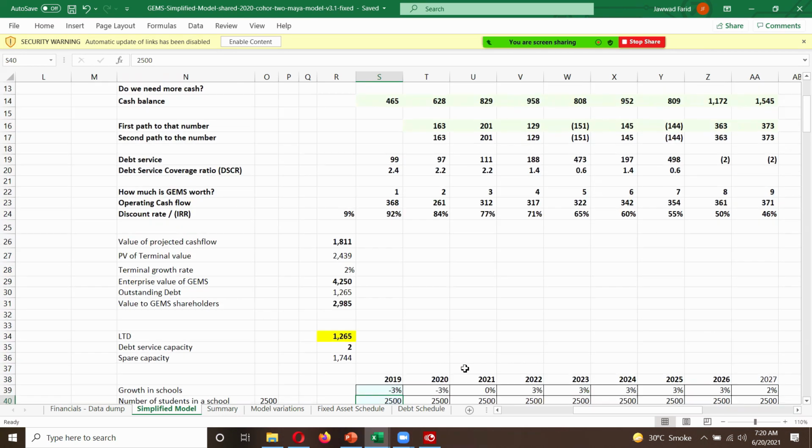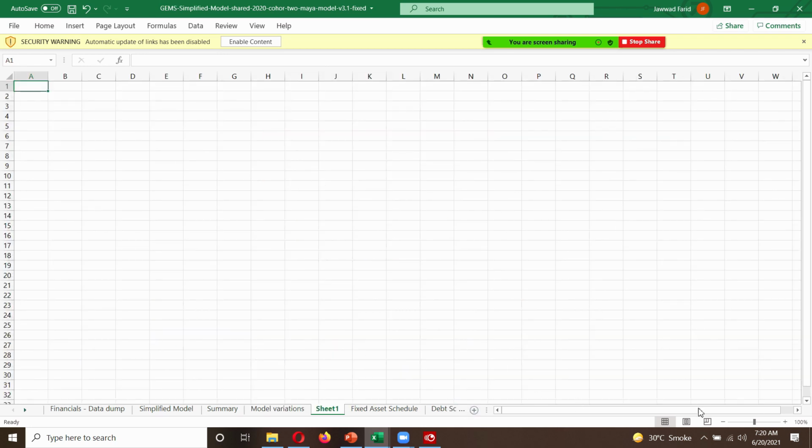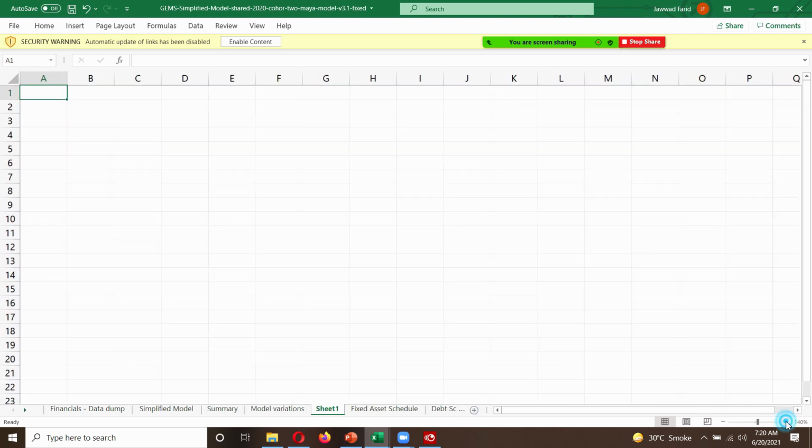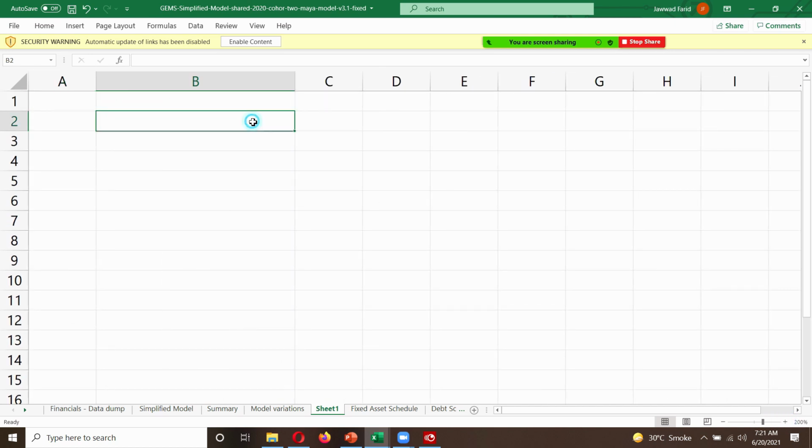So now my next question comes, which of these drivers do you want to test? If you think in terms of the number of drivers that exist for GEMS, let's think in terms of our model variations. These were the different model variations that we tried. And now what we want to do is delve into how much GEMS is really worth. We want to do a more detailed, more in-depth valuation analysis.